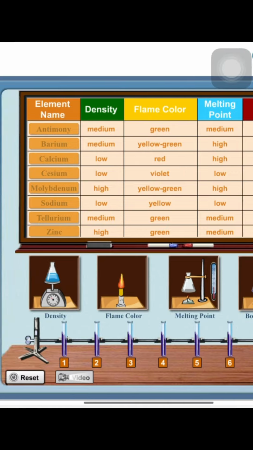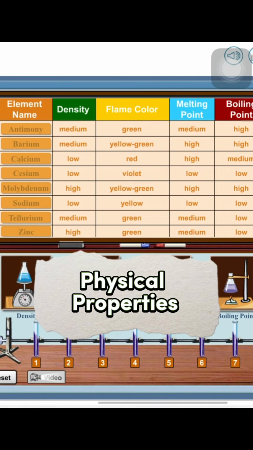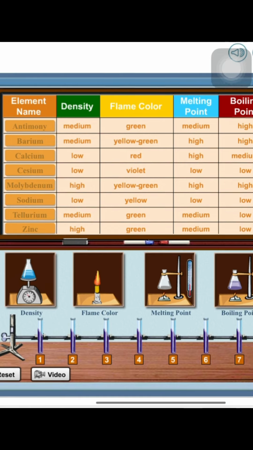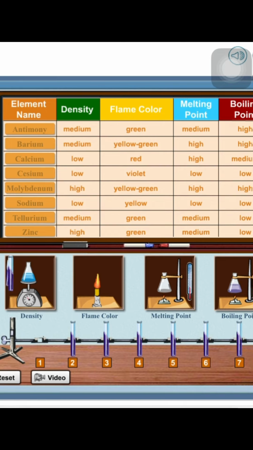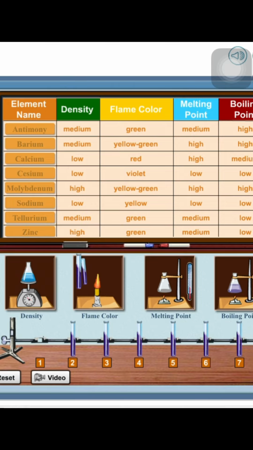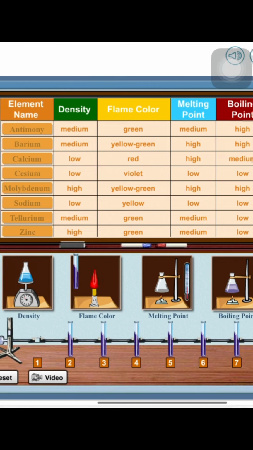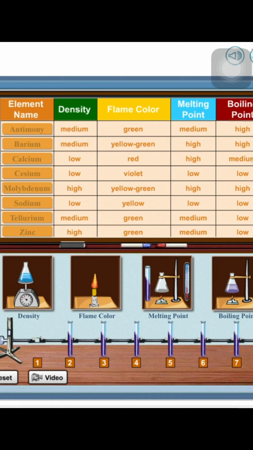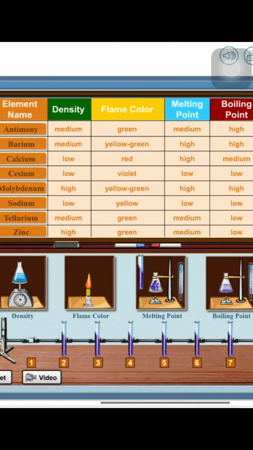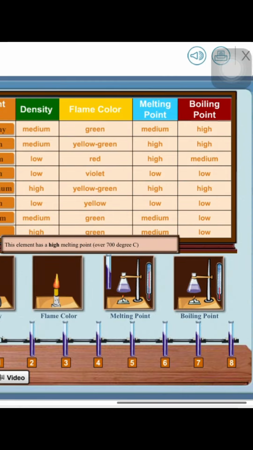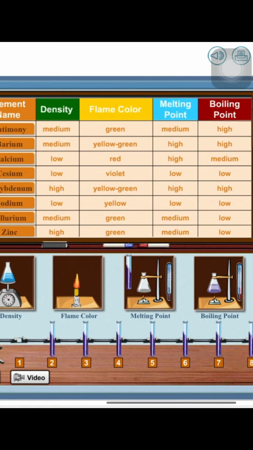The first experiment is physical properties of elements. Firstly is mystery element number 1. It has a low density. Next, put the test tube on flame color, and the red flame was produced. The same mystery element was put on the melting point. Mystery element number 1 has a high melting point.